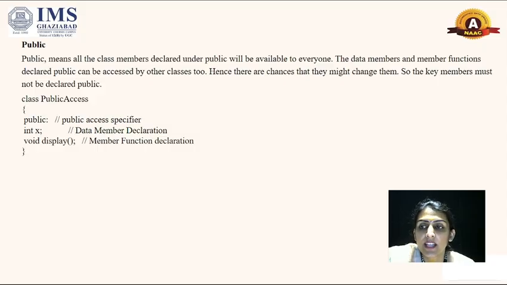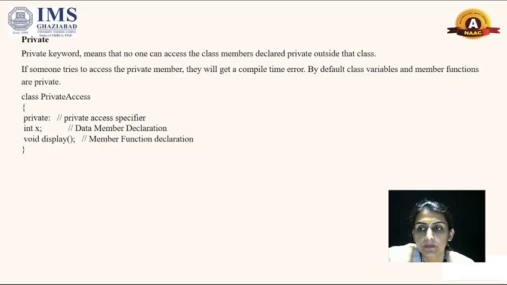You can see the example, class PublicAccess. First, we have used the access specifier public, then we have given the data member declaration, that is int x, and then we have given the declaration of the member function, which is void display. This shows that int x, the data member, and the member function are public in nature and they can be used by anyone in the entire program.